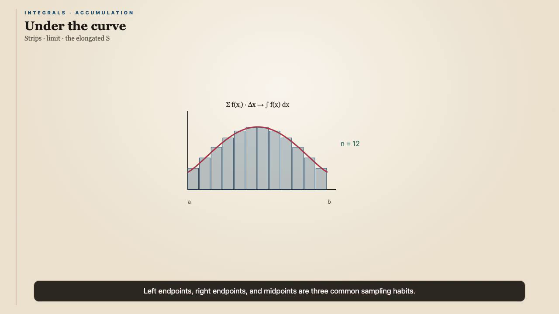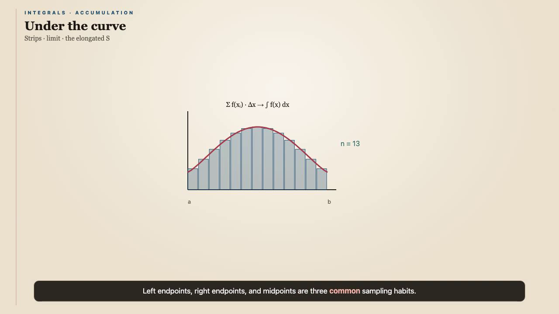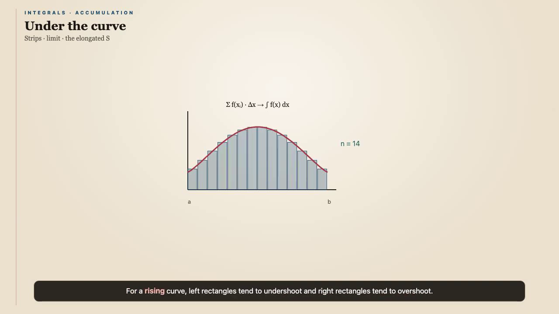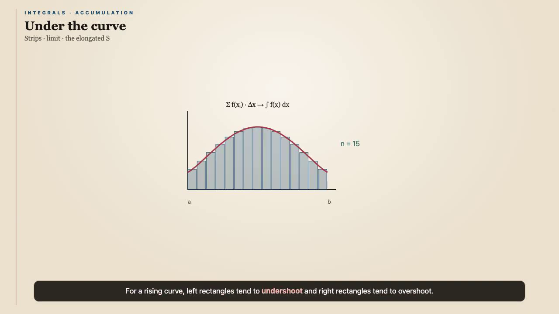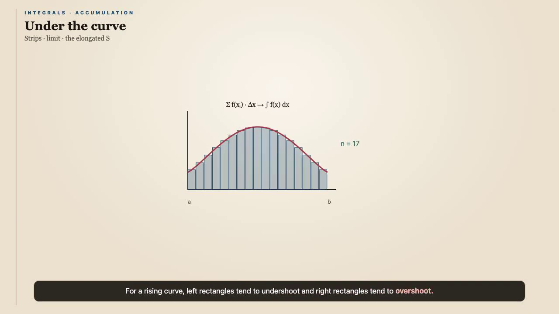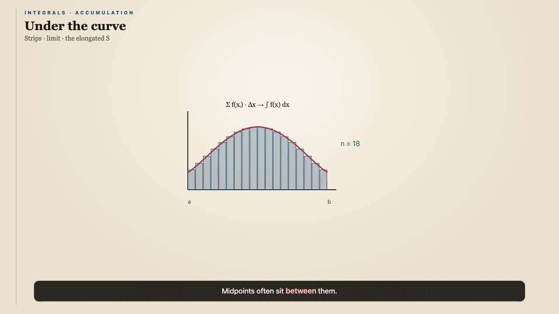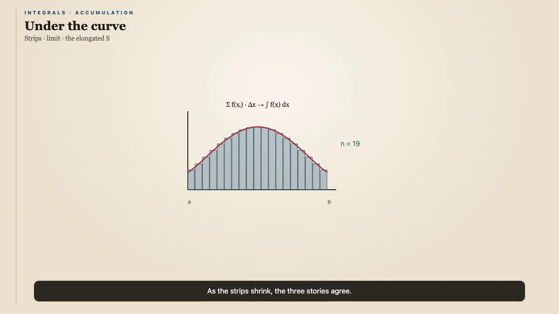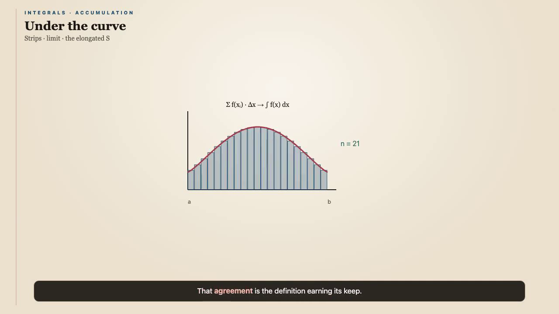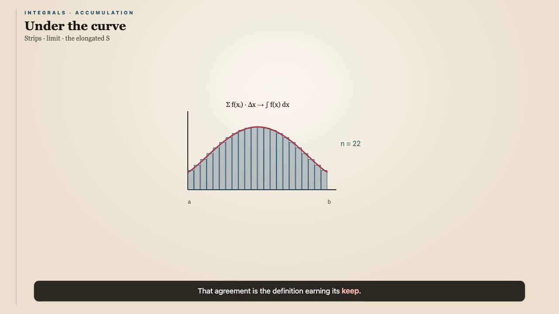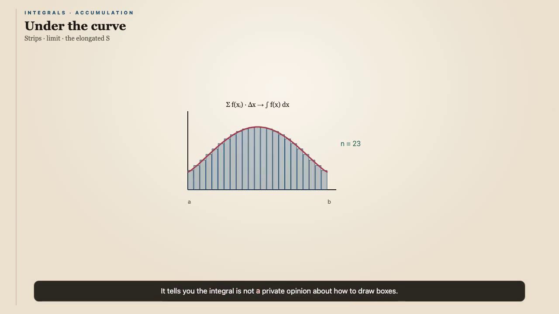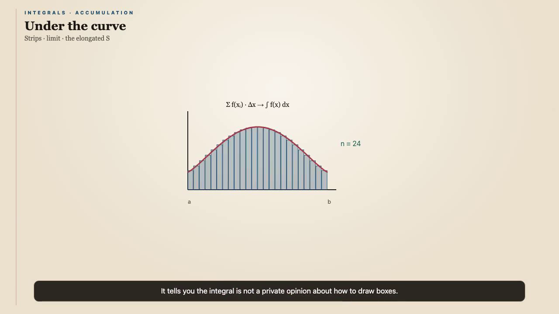Left endpoints, right endpoints, and midpoints are 3 common sampling habits. For a rising curve, left rectangles tend to undershoot and right rectangles tend to overshoot. Midpoints often sit between them. As the strips shrink, the 3 stories agree. That agreement is the definition earning its keep. It tells you the integral is not a private opinion about how to draw boxes. It is a stable limit.